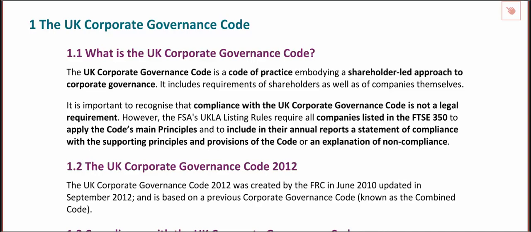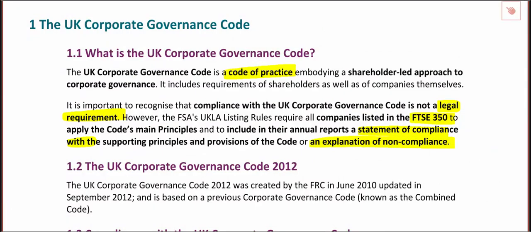So overall, we know that the UK Corporate Governance Code is a code of practice. So it's a list of best practices that listed companies in the UK are affected by. Okay. Now, it's not a list of rules. It's not a legal requirement for companies to adhere to the UK Corporate Governance Code. However, FTSE 350 companies have to include with their annual reports a statement of compliance or an explanation of non-compliance.